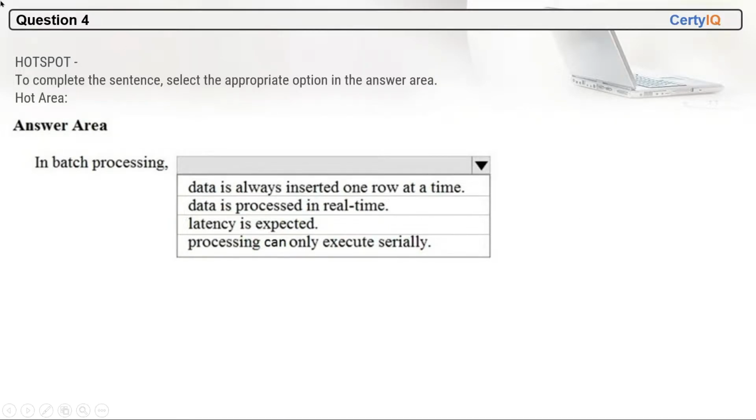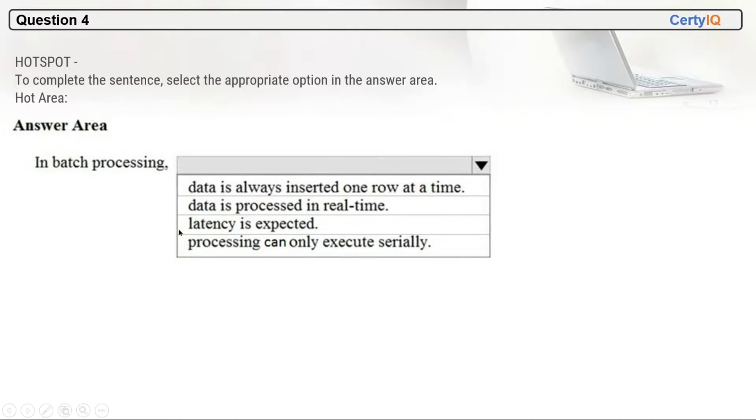Question number 4. In batch processing, latency is expected will be the correct answer. The third is the correct answer. Why? Because see, the second one is saying data is processed in real time. Real time means streaming. No, this is not streaming. This is batch processing. In batch processing, jobs run after 1 hour, 2 hours, after 30 minutes, or one day, meaning once a day or once a week. This is batch processing.